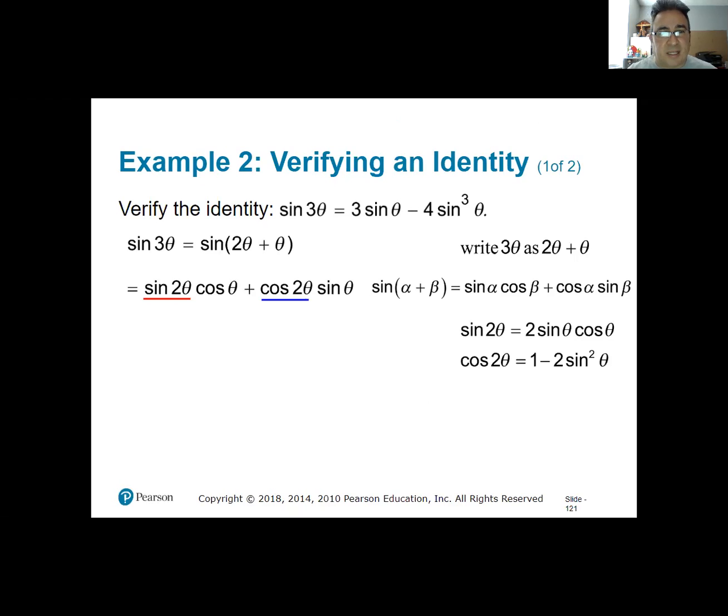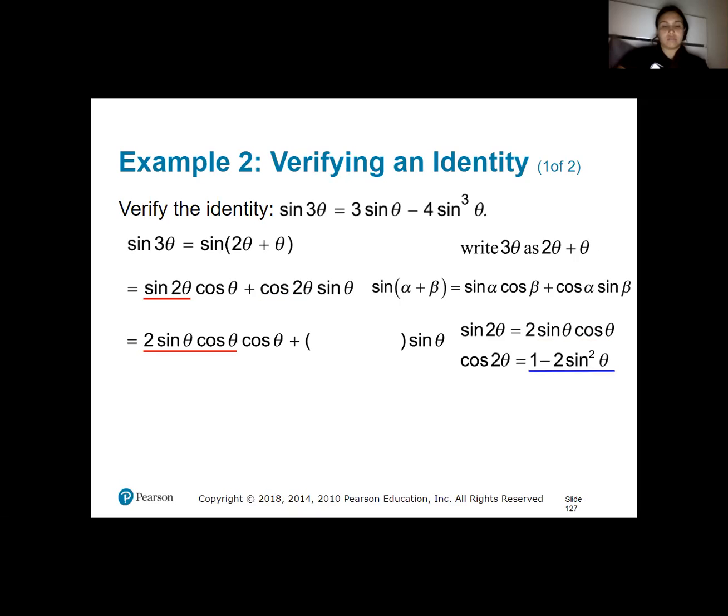So we're going to take the sine 2 theta and replace it with 2 sine theta cosine theta. And we're going to take the cosine of 2 theta and replace it with 1 minus 2 sine squared theta. And now we've got almost what we wanted, right? We're almost there. So now we multiply to clean this up.